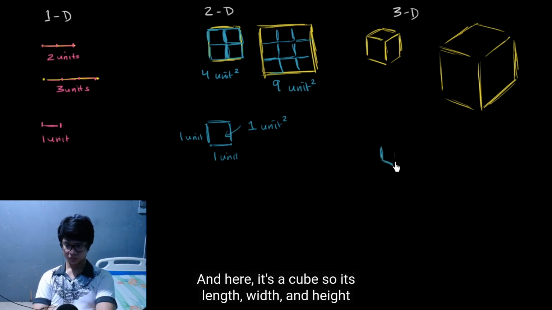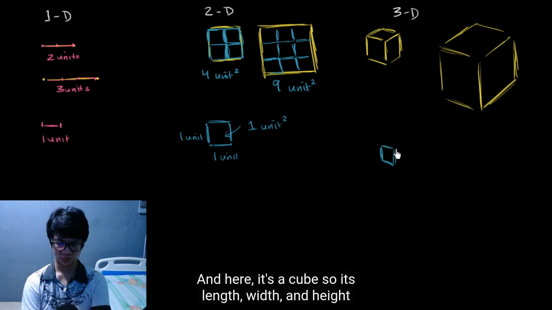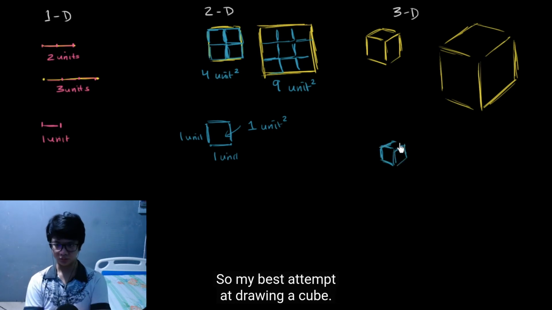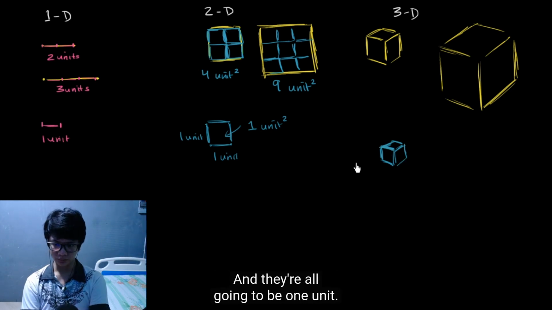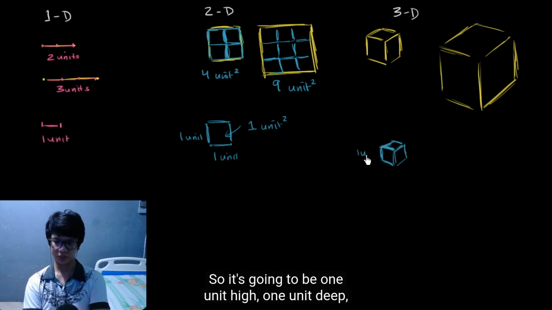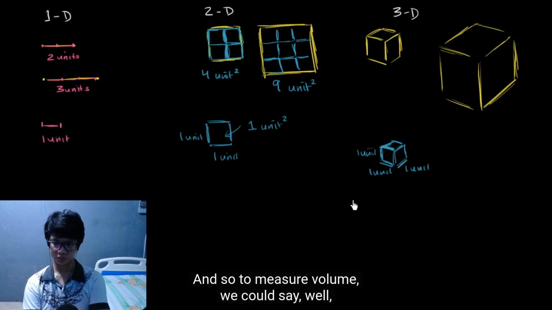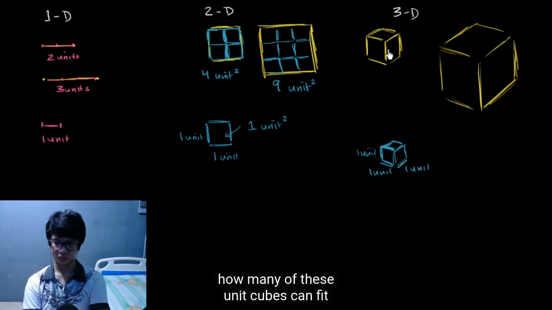Here, it's a cube, so all of its length, width, and height are going to be the same value. So, my best attempt at drawing a cube. And they're all going to be 1 unit. So it's going to be 1 unit high, 1 unit deep, and 1 unit wide. And so to measure volume, we can say, well, how many of these unit cubes can fit into these different shapes?